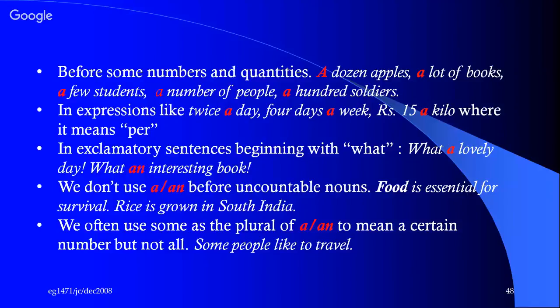We don't use a or an before uncountable nouns. Food is essential for survival. Rice is grown in South India. We often use some as a plural of a or an. Though some is not an article, we use it in a plural sense. So when we need a plural sense of a or an, sometimes we use the word some. Some people like to travel.